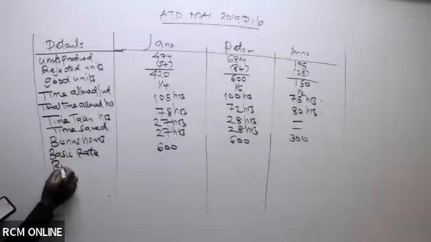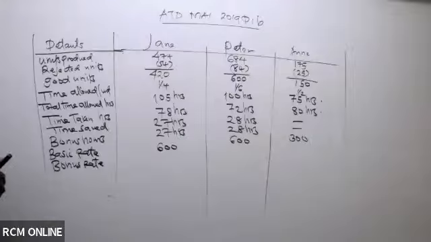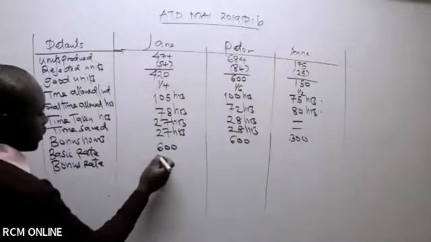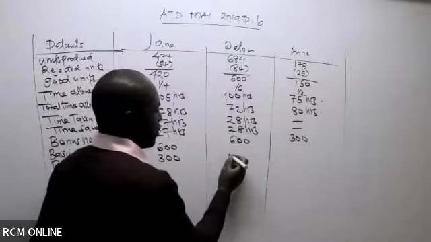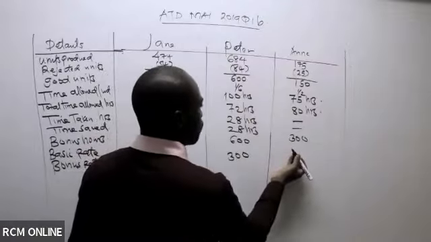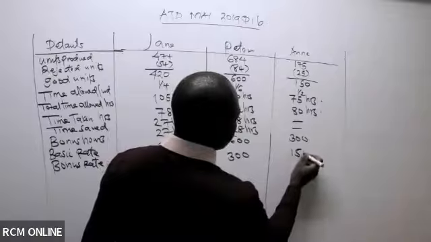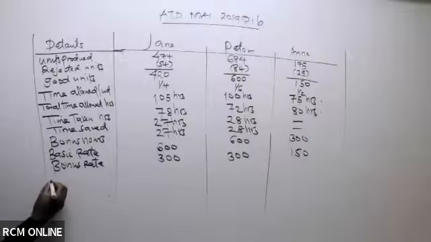About the bonus rate. The bonus rate, we are told, is half of the basic or normal wage rate. So if the normal wage rate for Jane is 600, the bonus will be half of it. If the normal wage rate for Peter is 600, the bonus will be half of it. And of course, if normal for Anne is 300, we'll have half of it, which is 150.